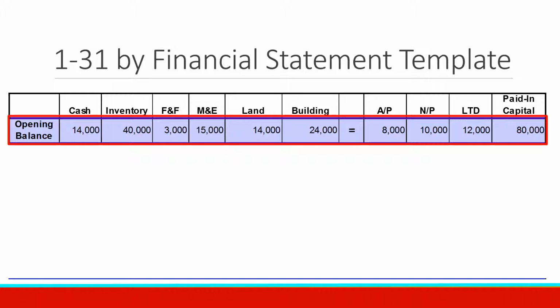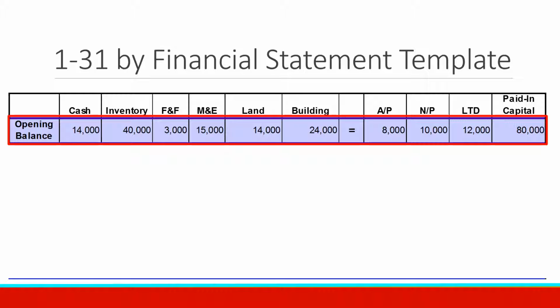So your first goal in looking at the set of starting balances is to look at the names of the various accounts and to determine whether they're assets, liabilities, or equity accounts. So we'll start by identifying the asset accounts. There's cash of $14,000, which is the first one listed. Then we can find inventory, which is the third one listed, of $40,000. So we'll write that down.